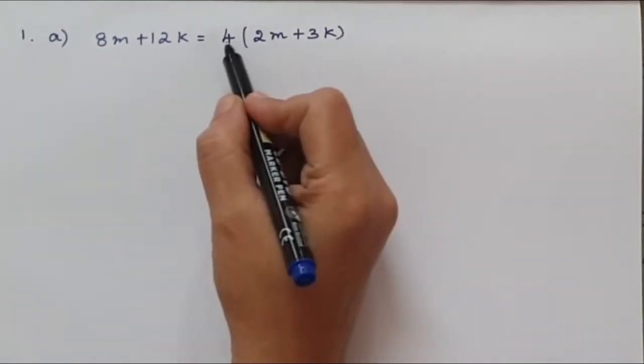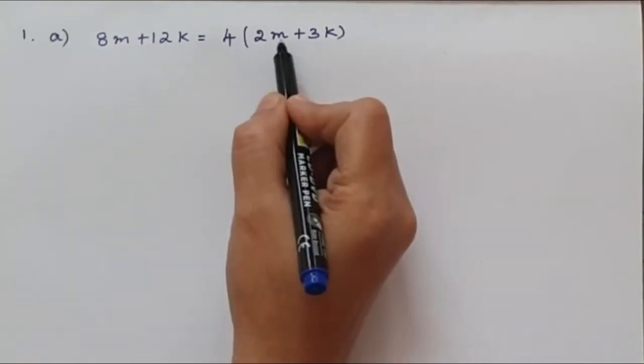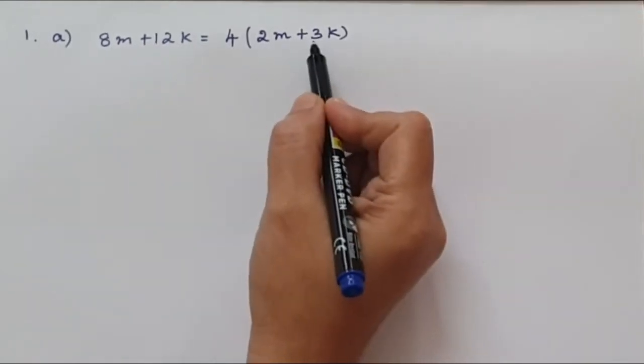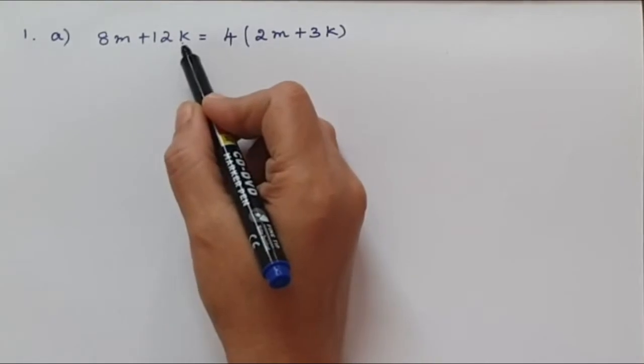So you can just cross multiply. 4 multiplied by 2 and m, so it is 8m. 4 multiplied by 3 is 12, 12 and a k. So we have got this.